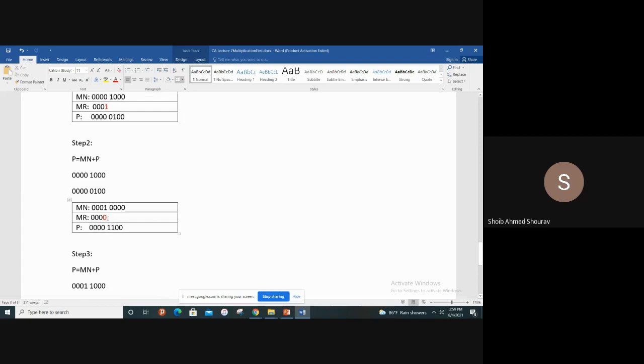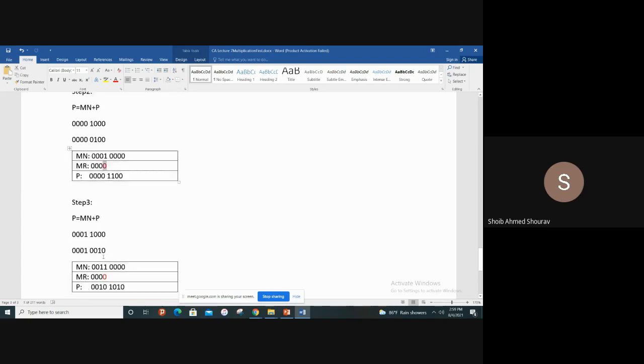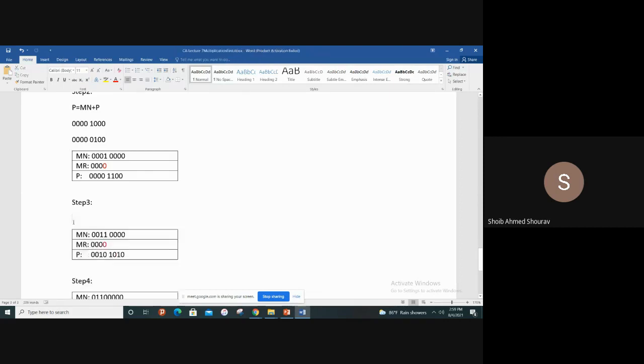Okay, now the 0 number bit is 0. So we have nothing to add. We are only going to shift left Mn and shift right Mr. The product will not change. If we shift right, Mr will be this. If we shift left Mn, then this will be our new Mn.